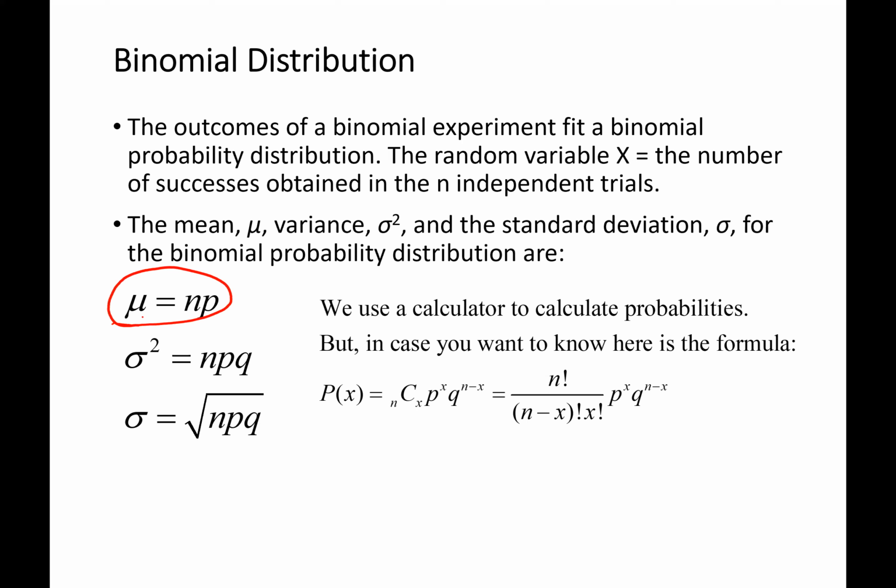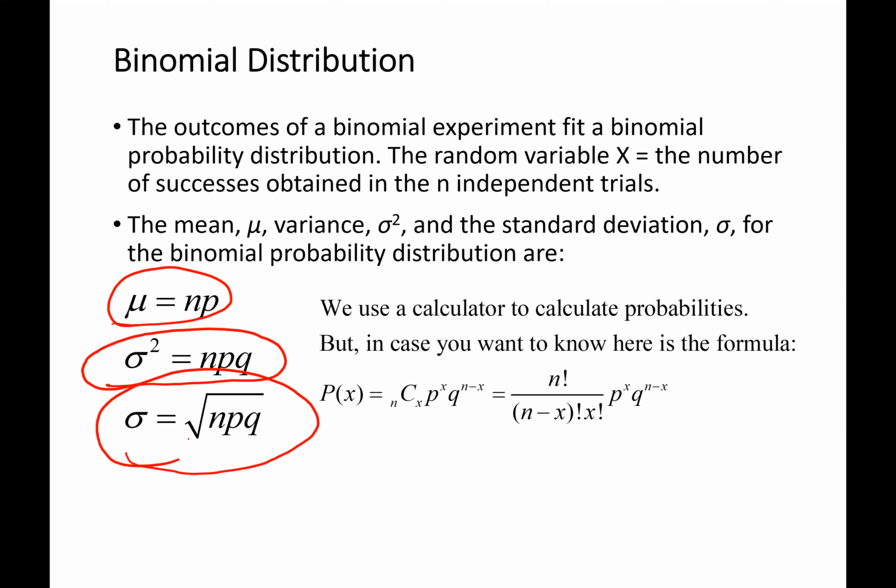The variance can be found by multiplying the number of trials times the probability of a success times the probability of a failure. The standard deviation is the square root of the variance. So the standard deviation may be found by taking the square root of the product n p q.